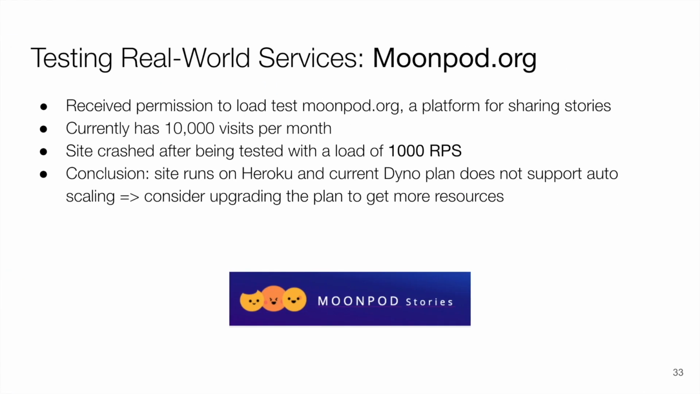Another service that we tested is MoonPod, an app that currently has 10,000 average visits per month. We use the same methodology as we did for Tutoru. However, during the process of ramping up, we crashed the app using a load of 1,000 requests per second. From this, we were able to conclude that the services need autoscaling in order to handle more traffic.